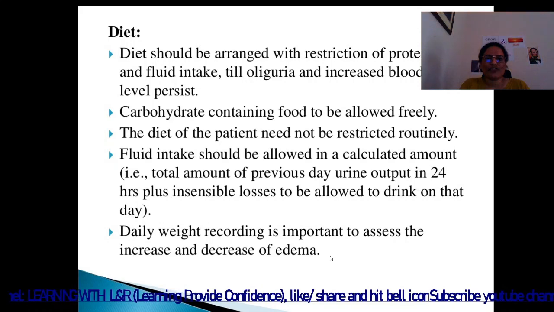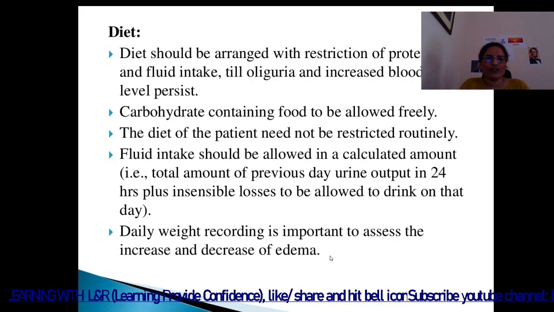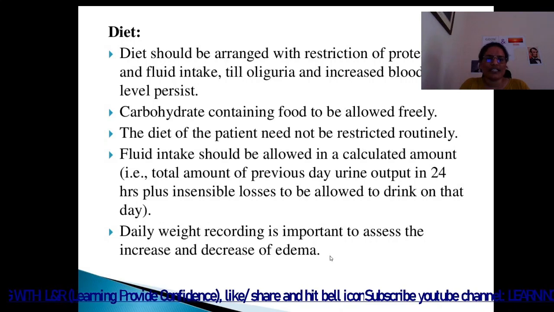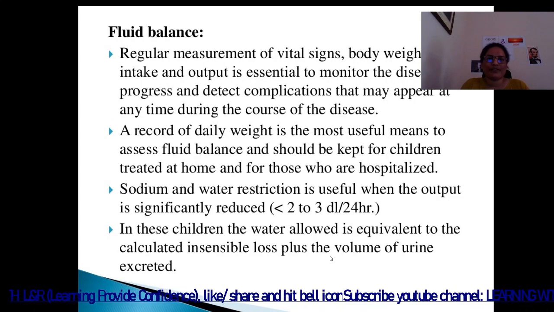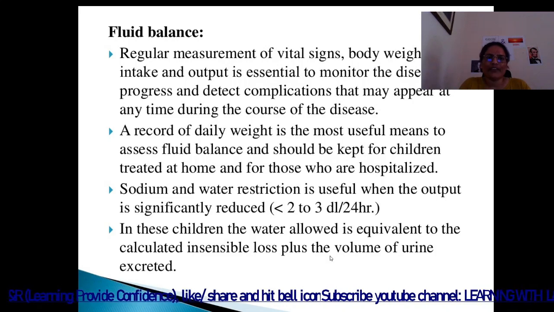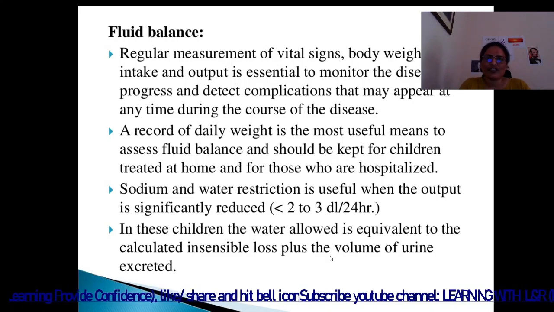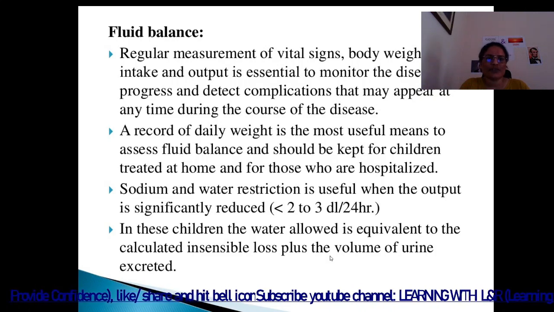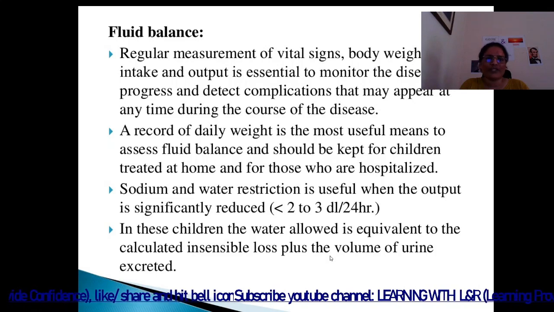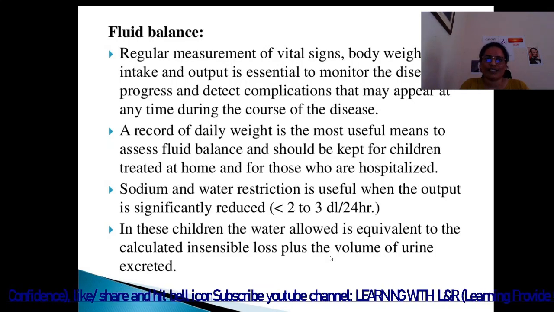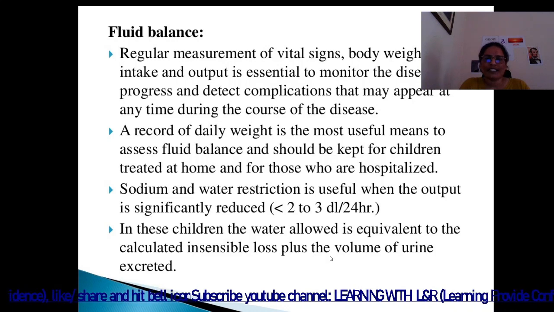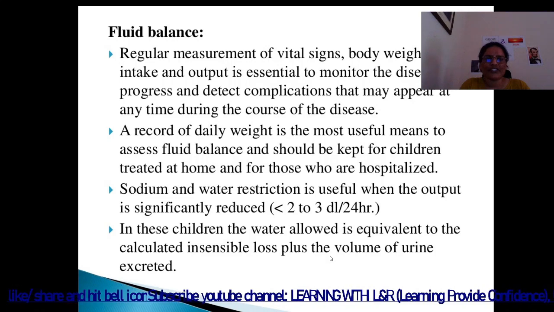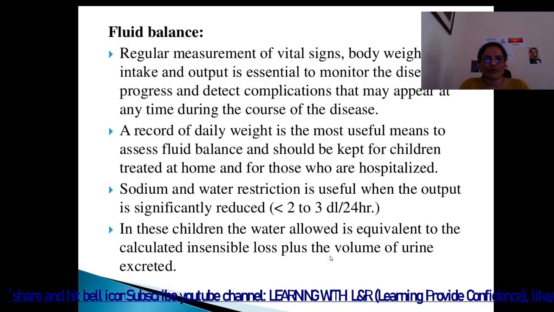Fluid intake should be allowed in a calculated amount, and daily weight recording is important to assess the increase and decrease of edema. Fluid balance, regular measurement of vital signs, body weight, and intake and output is essential to monitor the disease's progress and detect complications that may appear at any time during the course of the disease. A record of daily weight is the most useful means to assess fluid balance and should be kept for children treated at home and for those who are hospitalized.